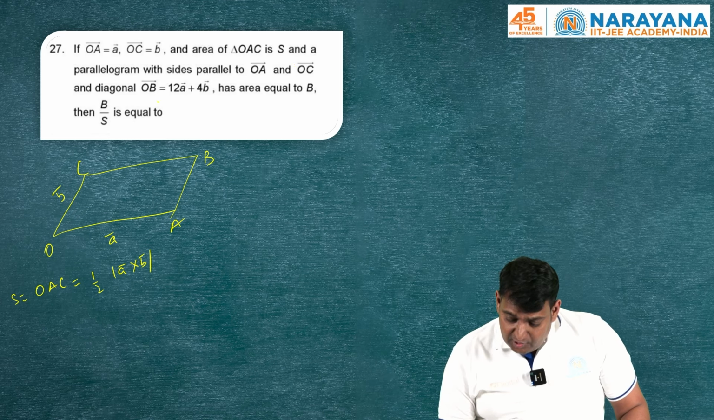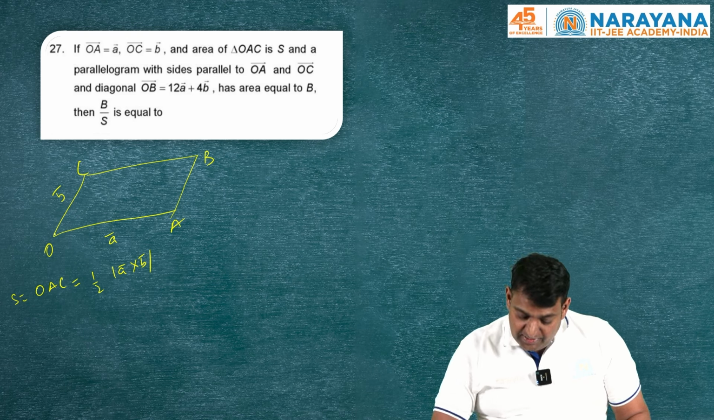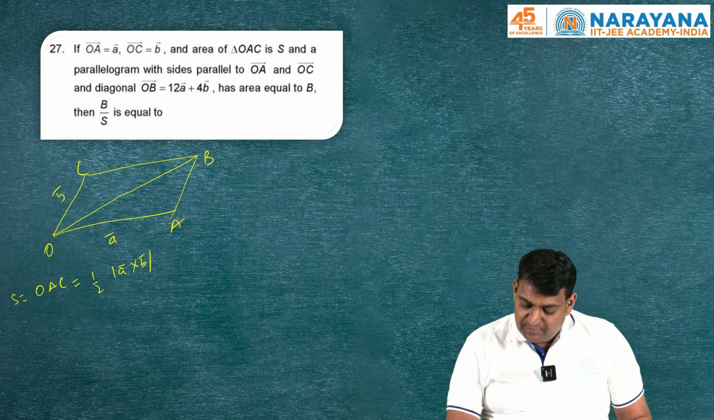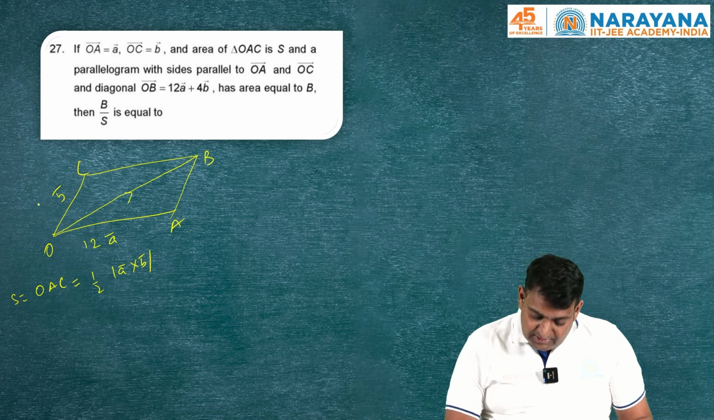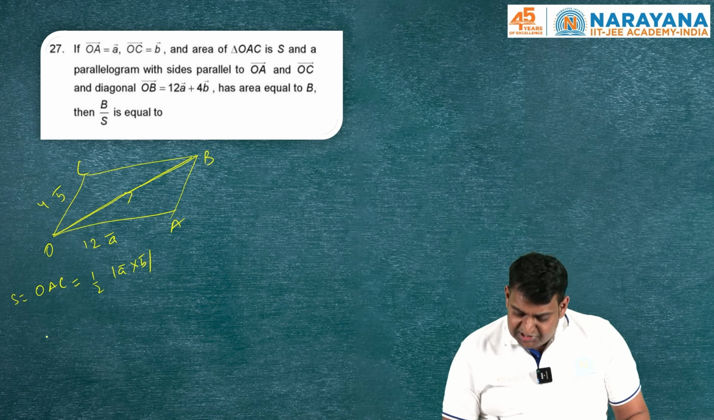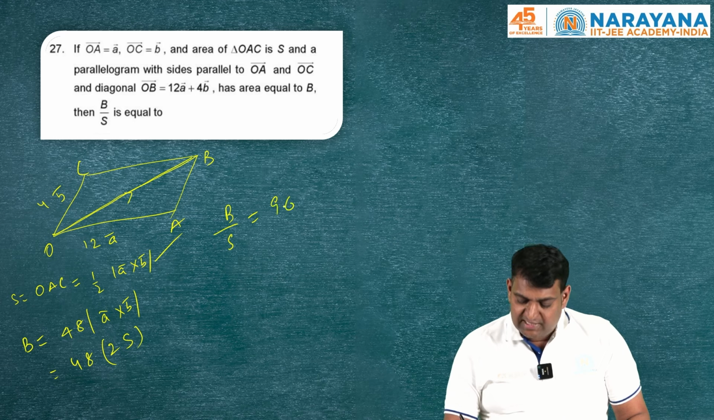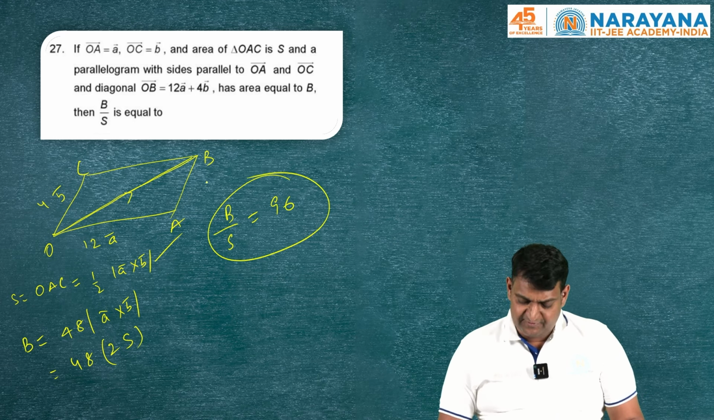But observe that a parallelogram whose sides parallel to OA and OB. Okay, okay. So, and diagonal OB. Come on. Diagonal OB how much given? 12A plus 4B. I mean, this should be 12A, this should be 4B. Then you will get the parallelogram whose diagonal is 12A plus 4B. So, if you ask me what is the area of the parallelogram, which he mentioned as B, I can clearly say that B is 12 fours are 48 times of mod of A cross B. That is 48 times of, what is mod of A cross B? 2S. So, what is B by S? 48 twos are 96. Another very, very basic, very simple problem actually.